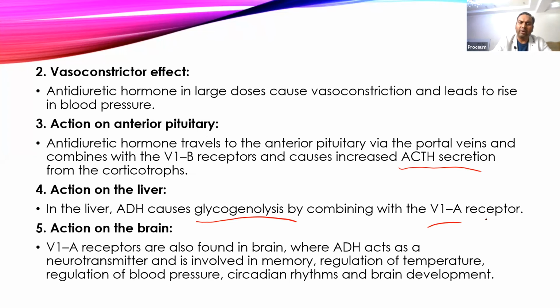Then in various portions of the brain, ADH also acts as a neurotransmitter, and it is involved in memory, regulation of temperature, regulation of blood pressure, also in circadian rhythm and development of the brain, through the V1a receptors.